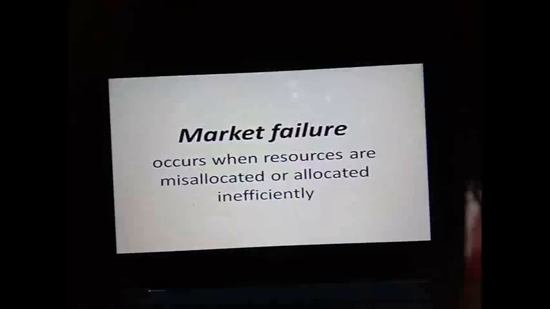Market failure occurs when resources are misallocated or allocated inefficiently. That is also called Pareto inefficiency. It is the economic situation defined by an inefficient distribution of goods and services in the free market.